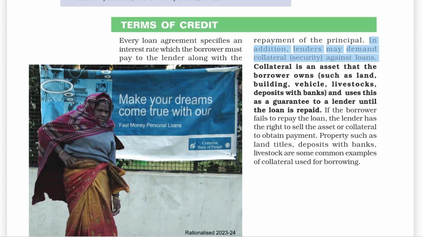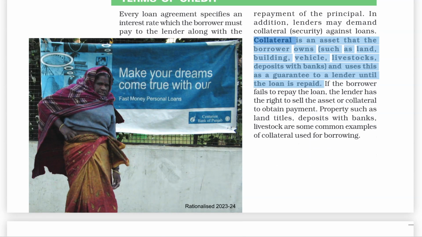Repayment of the principal. In addition, lenders may demand collateral, security, against loans. Collateral is an asset that the borrower owns, such as land, building, vehicle, livestock, deposits with banks, and uses this as a guarantee to a lender until the loan is repaid.